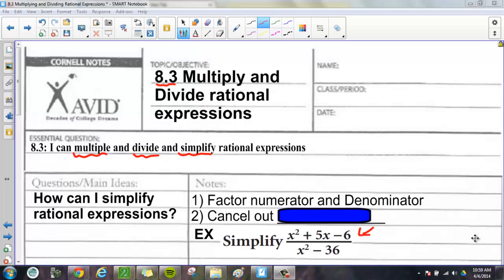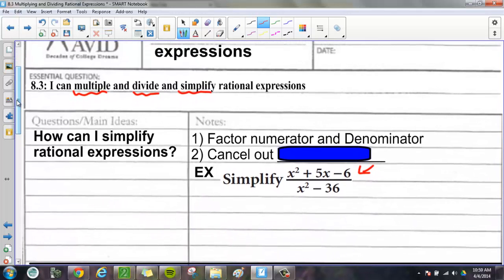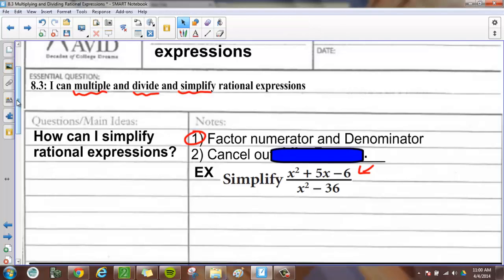Let's try first not by multiplying or dividing, but let's try just to simplify one that we have here. There are two steps to doing that. Step one is to factor the numerator and the denominator. So we have to go back to chapter 5 and start factoring. Step 2 is to cancel out any like factors that we can cancel out. So let's give that a shot on this one.